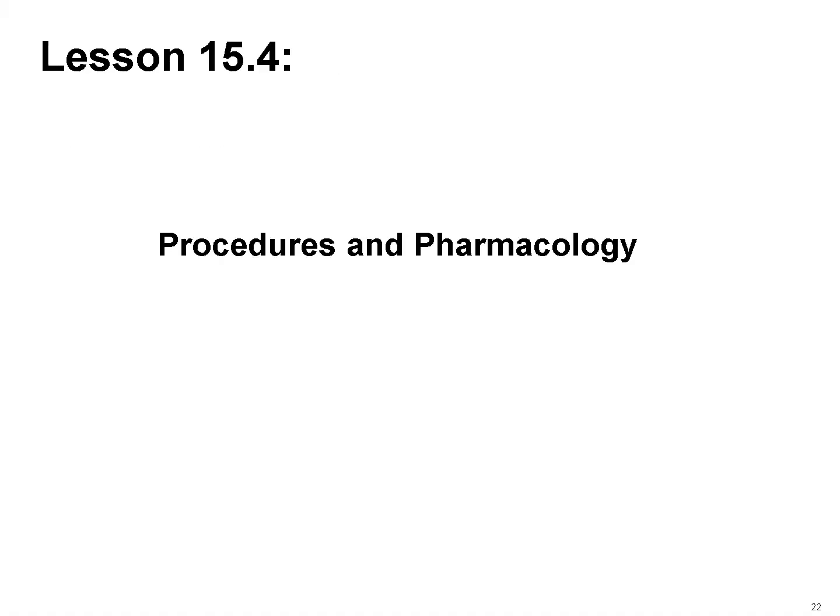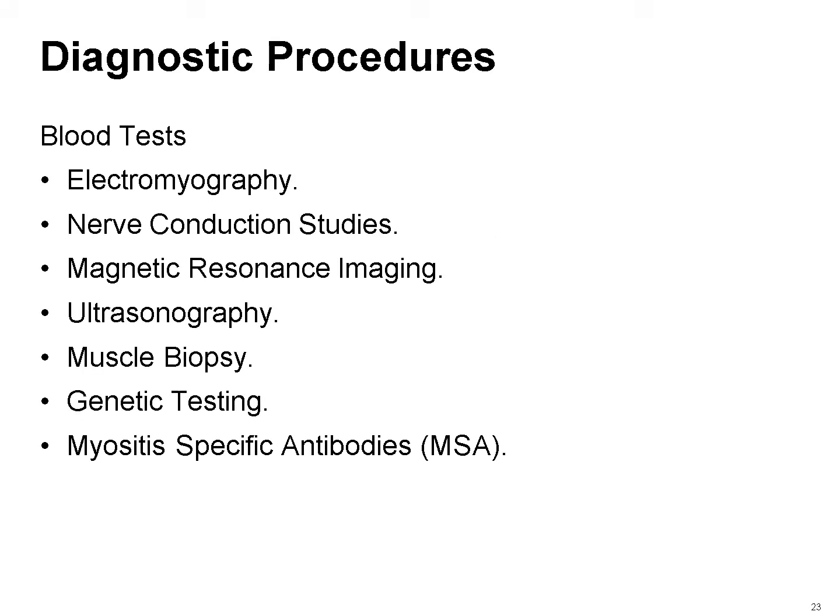Let's discuss the procedures and pharmacology for the muscular system. Let's discuss the diagnostic procedures used for evaluating the muscular system. These tests help identify damage, disease, or abnormalities in the muscles. First, blood tests like creatine kinase and erythrocyte sedimentation rate can help detect muscle damage and inflammation. Electromyography involves inserting a small electrode needle into the muscle. This test records the muscle's electrical activity and identifies abnormalities in muscle function.